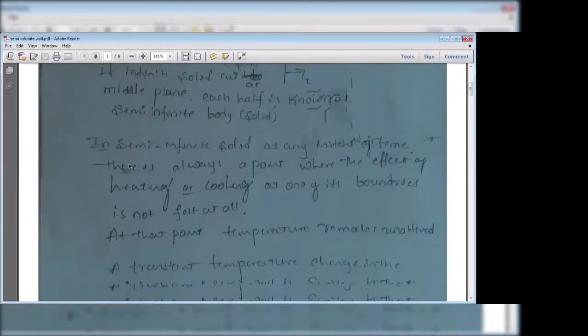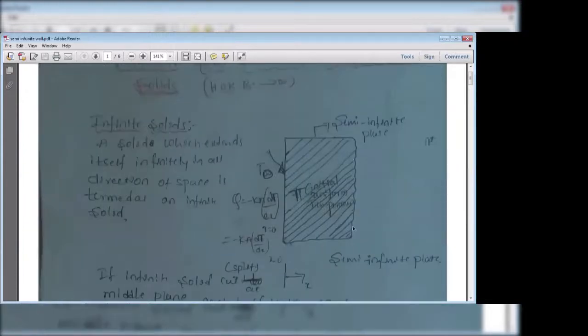That's why, in a semi-infinite plate solid, at any instant of time there is always a point where the effect of heating or cooling at one of its boundaries is not felt at all. At that point, the temperature changes will not be felt at all.